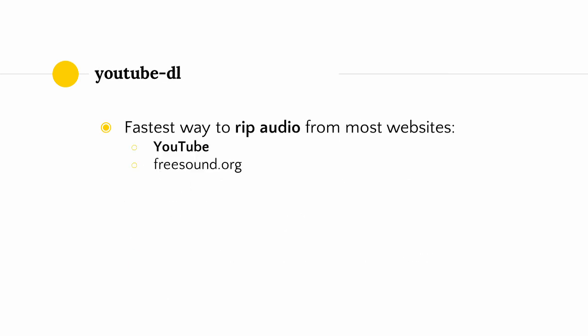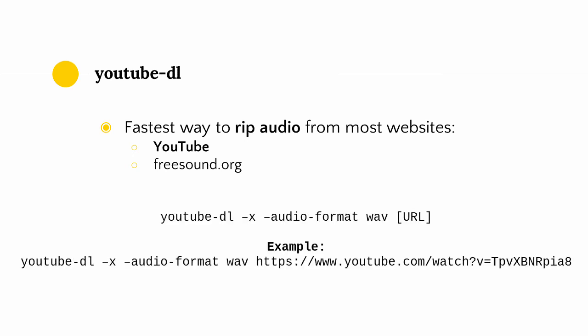Now let's go to the 2 dreaded command line tools, YouTube DL and ffmpeg. YouTube DL is generally the fastest way to rip audio from most websites, including YouTube and freesound.org. All you gotta do is install YouTube DL and type this command into your command prompt or terminal, and suddenly you have a WAV file of whatever you were just listening to work with.